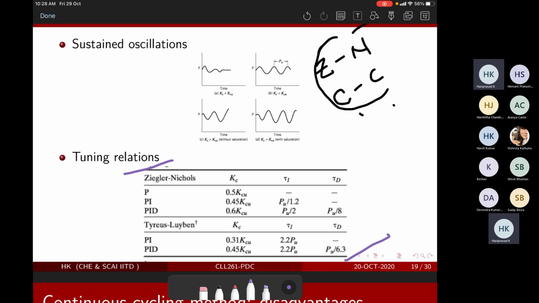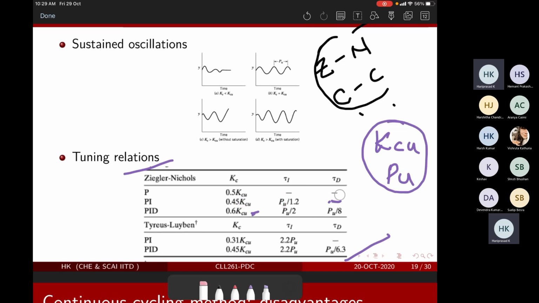If you look at this term, how to get PI: it says it is 0.45 times Kcu, and Pu divided by 1.2, and because it is a PI controller, there is no tau D. Basically it is a function of Kcu and Pu, which are generally called the ultimate gain and the ultimate period of oscillation. How to get these two numbers is the key. If you get these two numbers, it is as simple as applying this table.